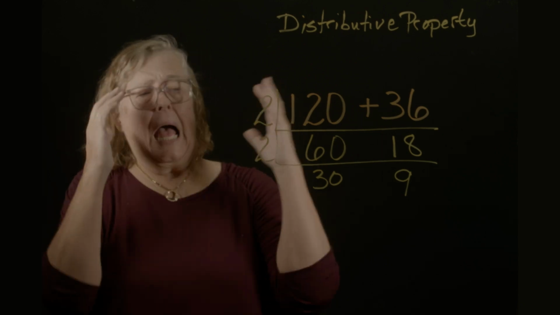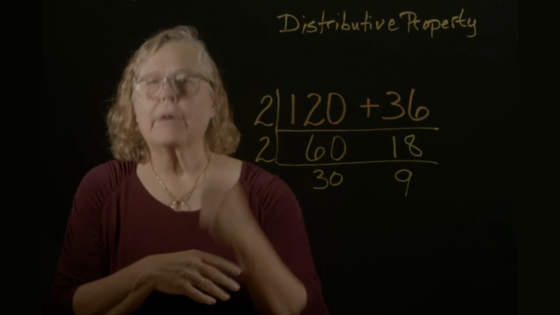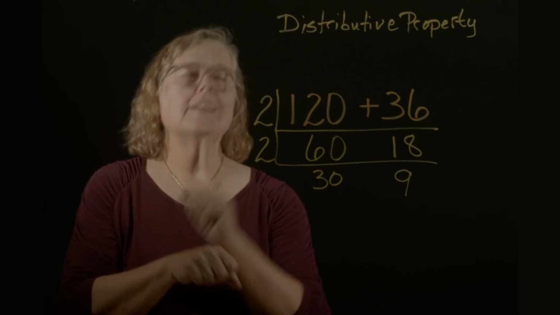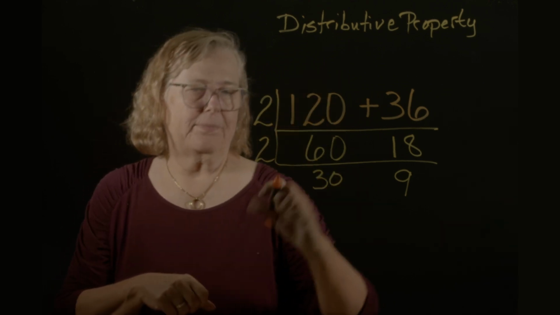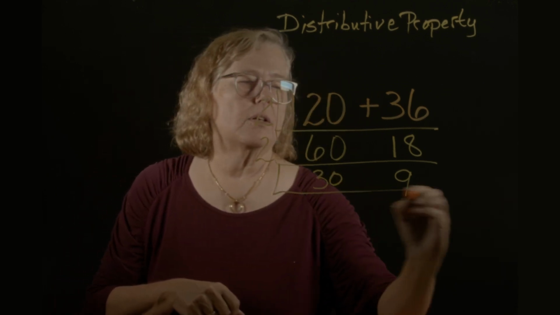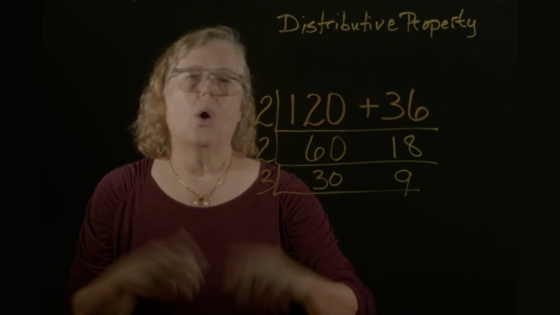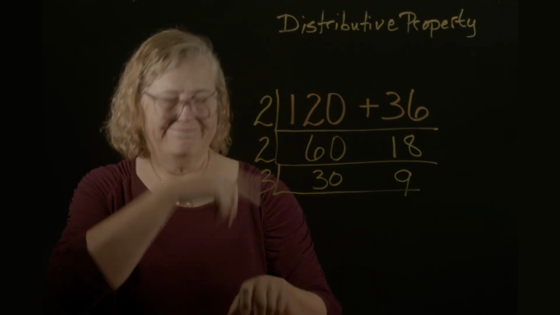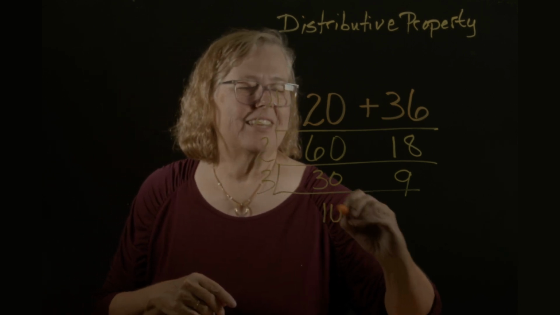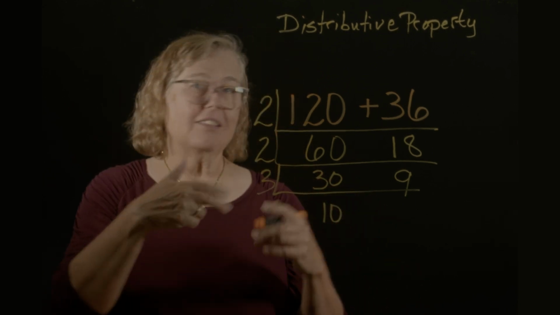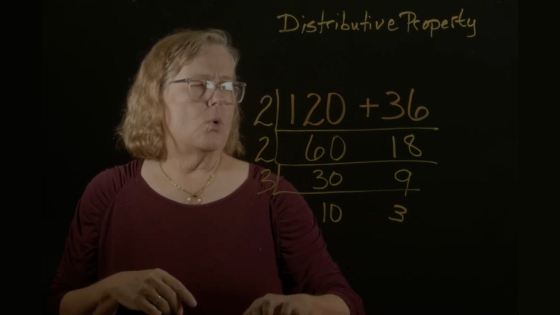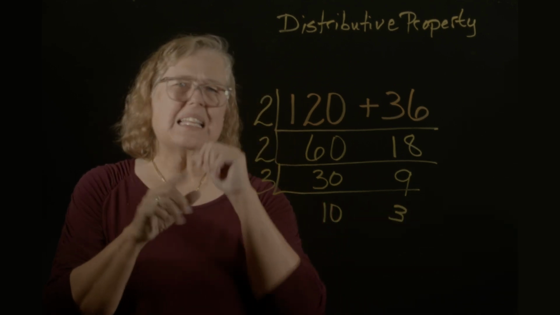Oh no, we're stuck. There's no more we can do. Just kidding. Let's try 3. Okay, so 3 works. Yep. What's 30 divided by 3? You got it. 10. 9 divided by 3. Yep, 3. Oh, we're done.